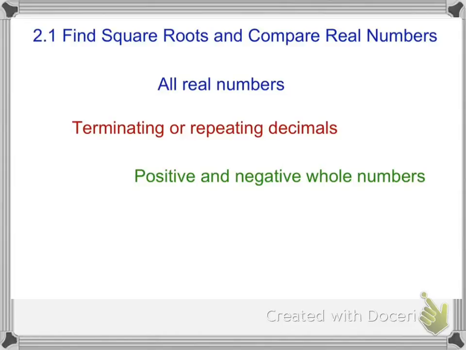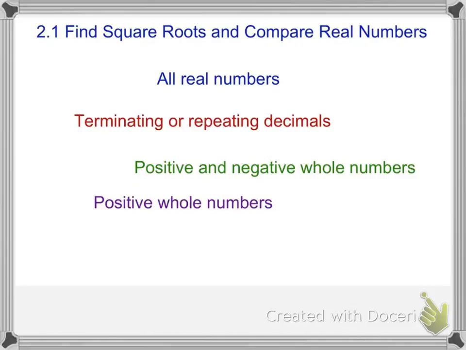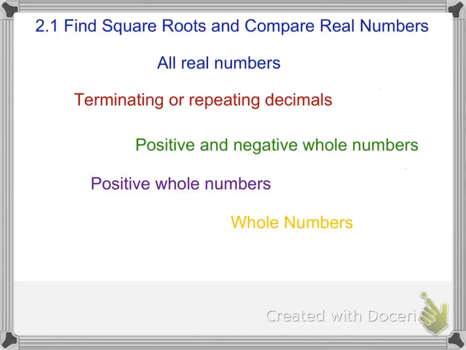Then the next set is positive and negative whole numbers, and this just looks like a Z with another line. Then the fourth set is positive whole numbers, which is just an N with another line going down the middle. Then the whole number set, the symbol is just pretty much a W with another line. That's easy to remember because whole starts with a W, so just remember that.